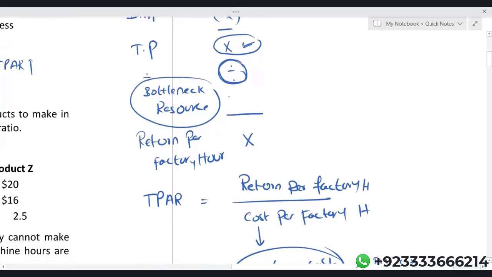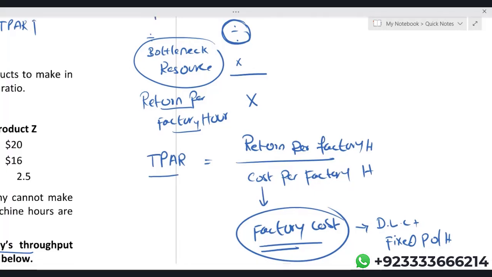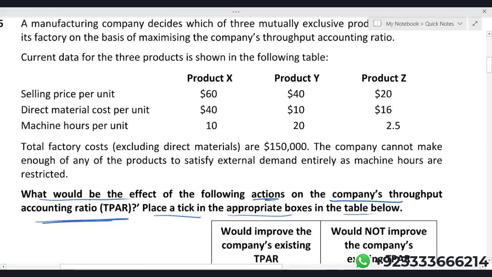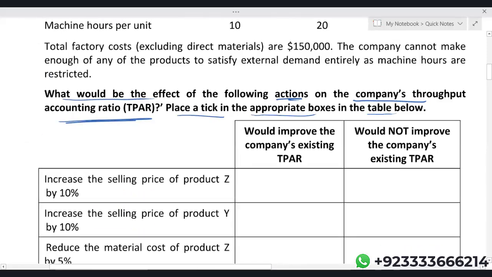Once you have divided by the bottleneck resources required per unit, you get return per factory hour. And return per factory hour is divided by factory cost per factory hour, or you can say conversion cost per factory hour, which will give you the throughput accounting ratio. This is how we calculate it. Now they are again talking about throughput accounting ratio. What would be the effect of the following actions? Increase in the selling price of Z.